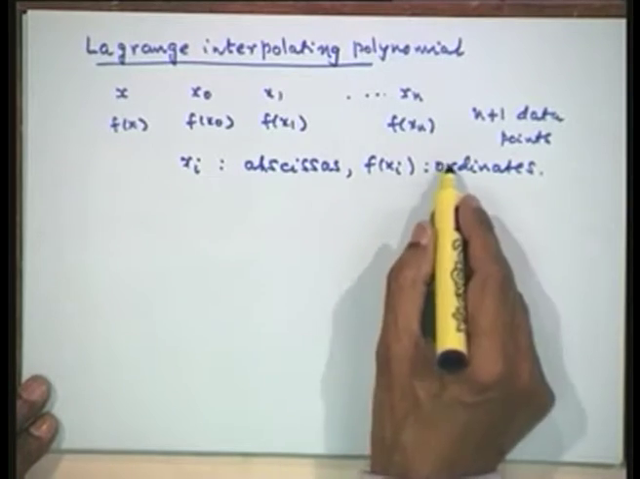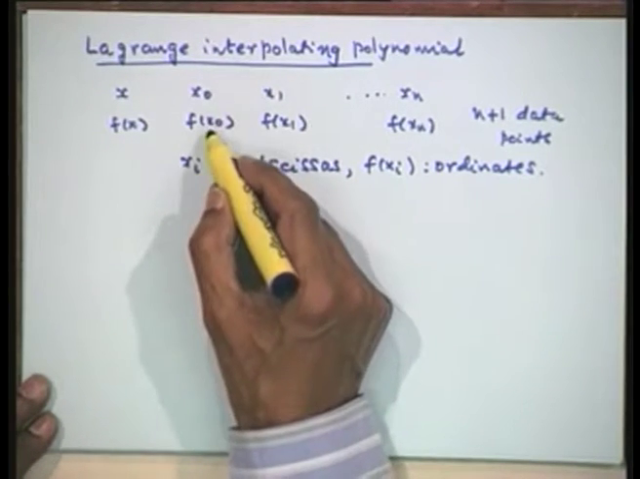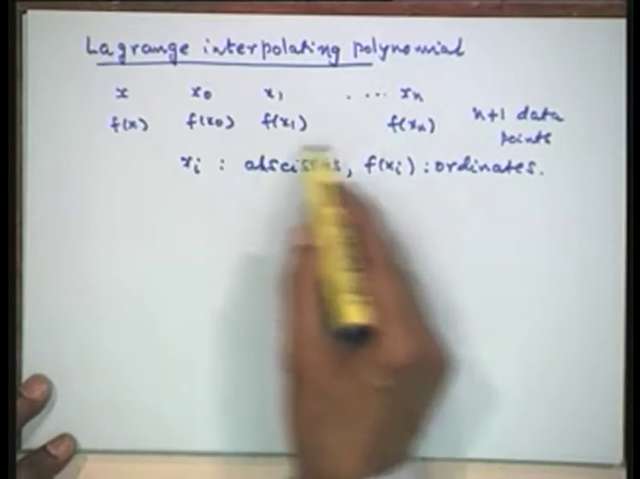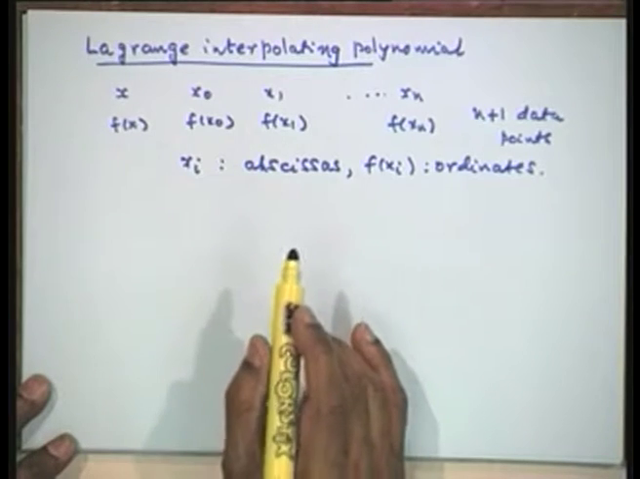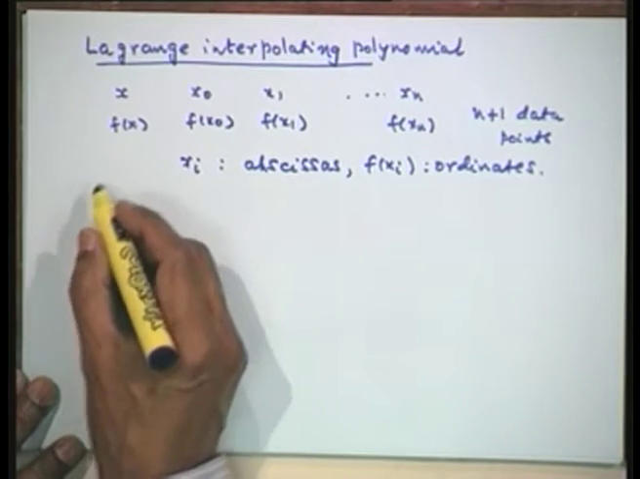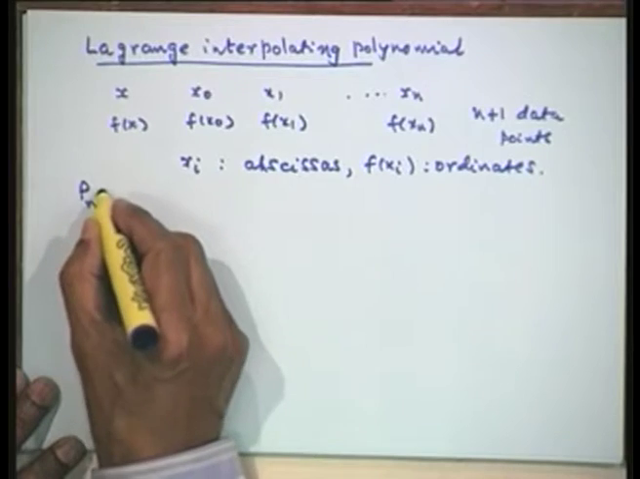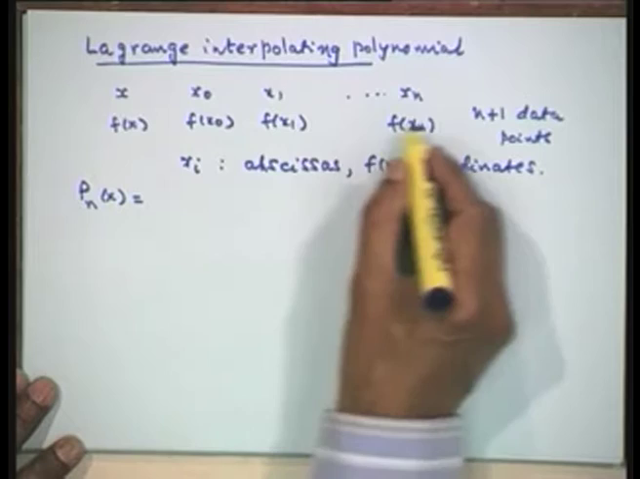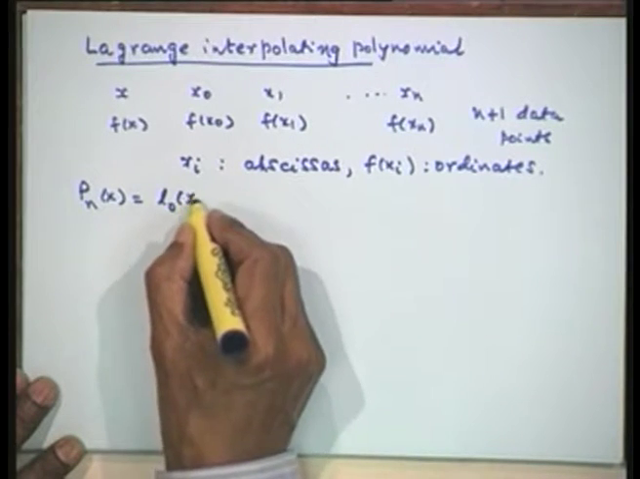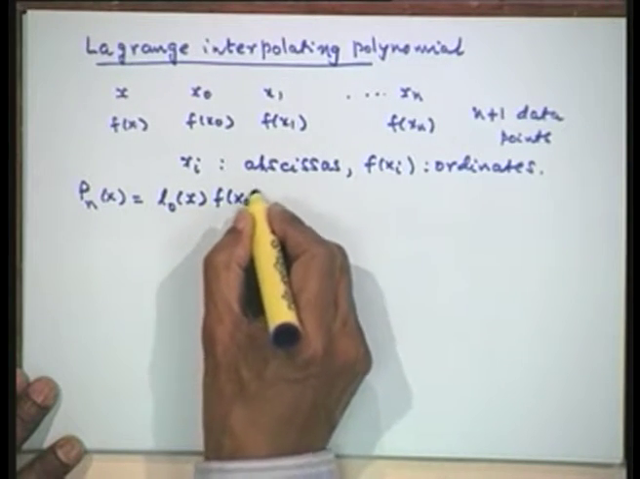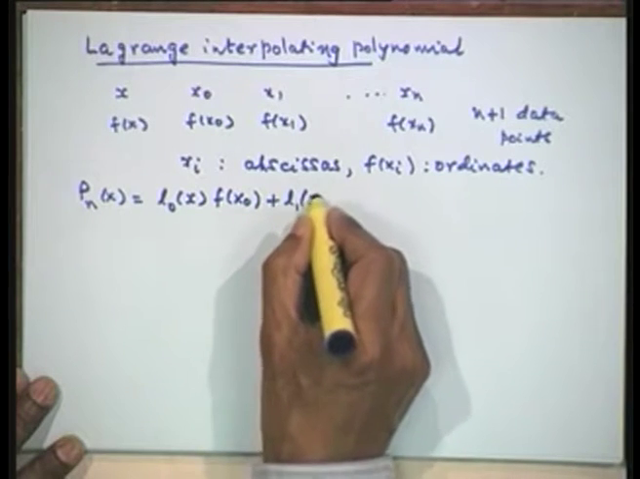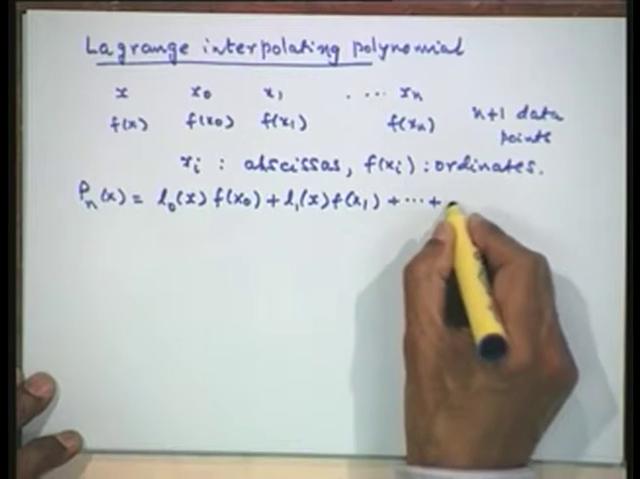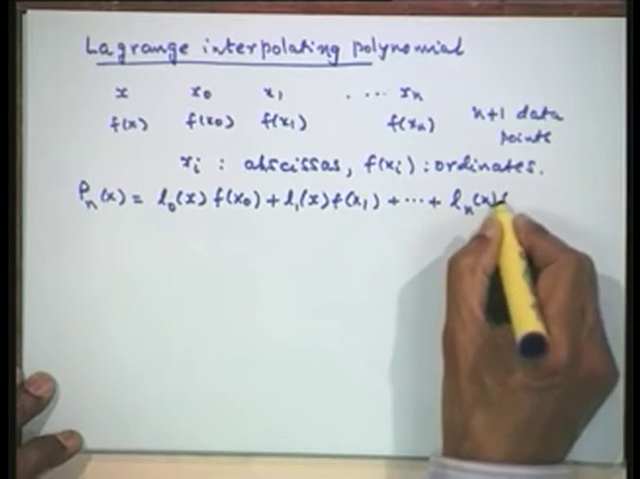Now, this representation is obvious because we can represent x, f(x) as a point in the 2 dimensional coordinate plane. Therefore, we shall call them abscissas and these are the ordinates. Now, we write this polynomial of degree n at x as a linear combination of f(x0), f(x1), ..., f(xn), that is some L0(x) f(x0), L1(x) f(x1) plus so on, Ln(x) f at xn.